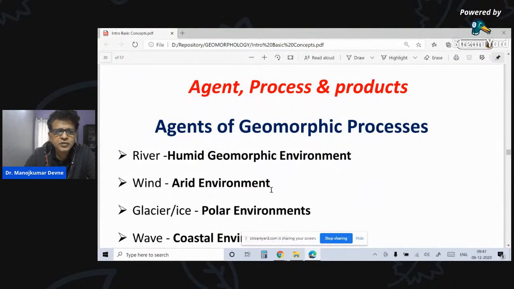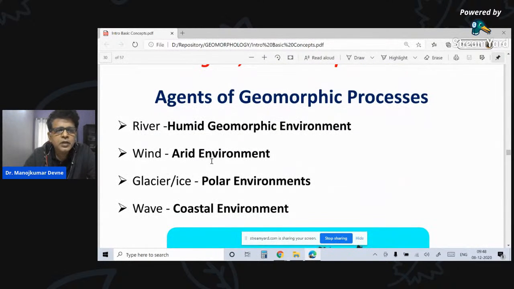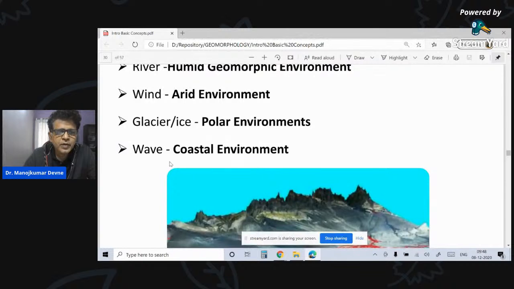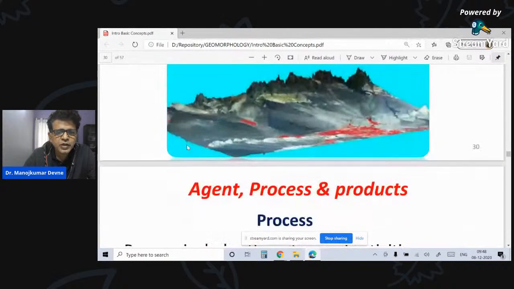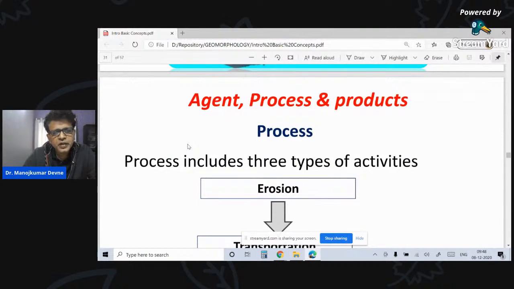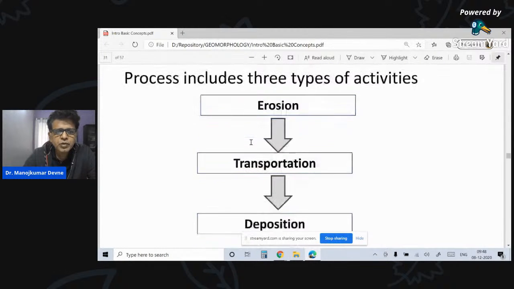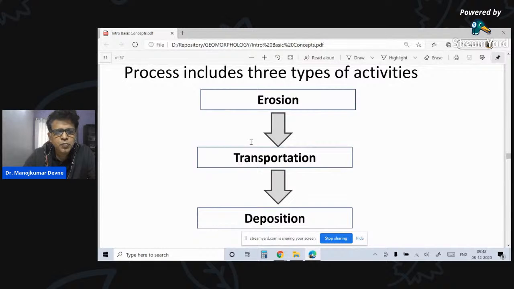Then agents, processes, and products. You'll see that rivers will be dominant in humid geomorphic environment. Wind would be dominant in arid environment. Glaciers would be dominant in polar environment, and waves would be dominant in coastal environment. Agent, processes, and products. Processes include erosion, transportation, and deposition, the most important activities.